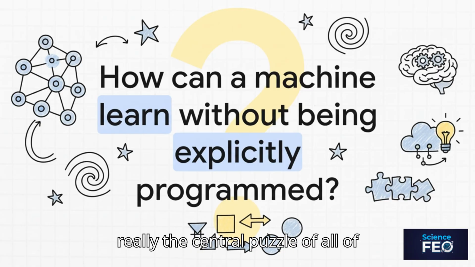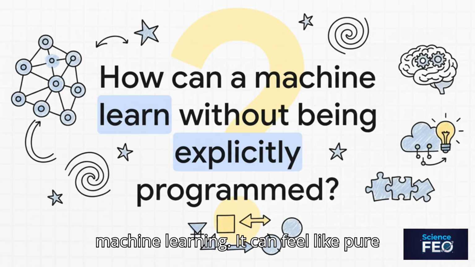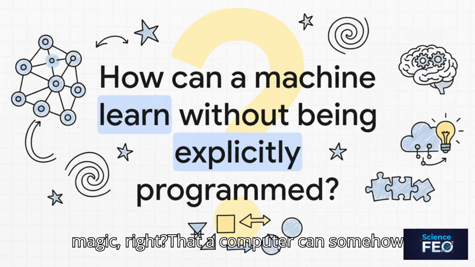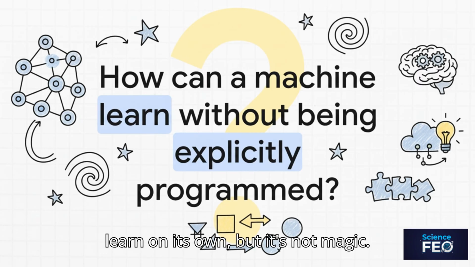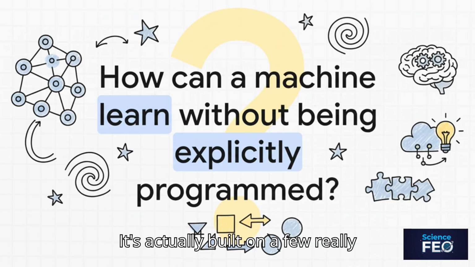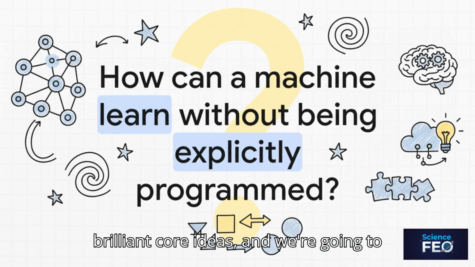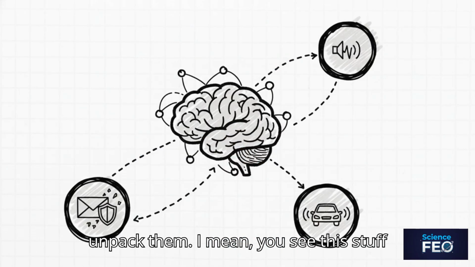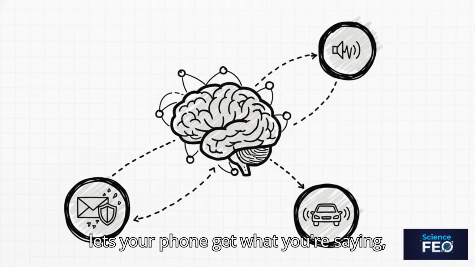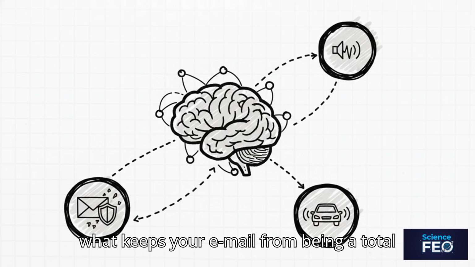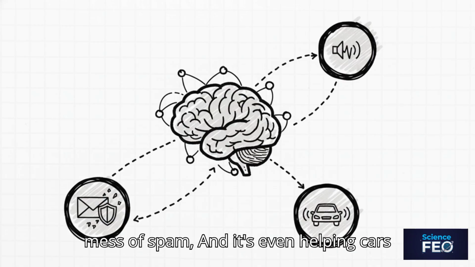Because this question, it's really the central puzzle of all of machine learning. It can feel like pure magic, right? That a computer can somehow learn on its own. But it's not magic. It's actually built on a few really brilliant core ideas, and we're going to unpack them. I mean, you see this stuff in action literally everywhere. It's what lets your phone get what you're saying, what keeps your email from being a total mess of spam, and it's even helping cars avoid accidents.